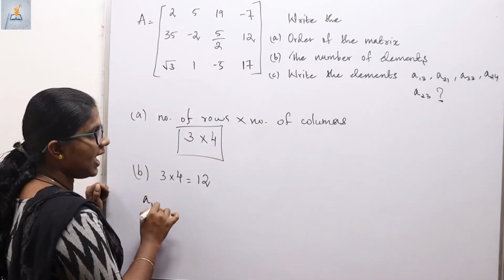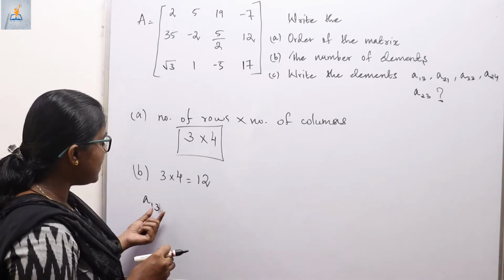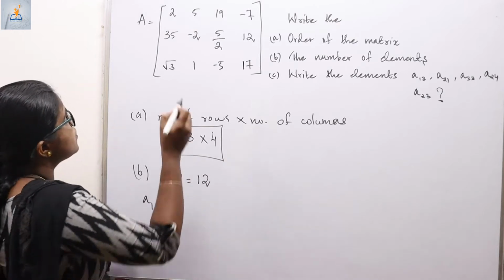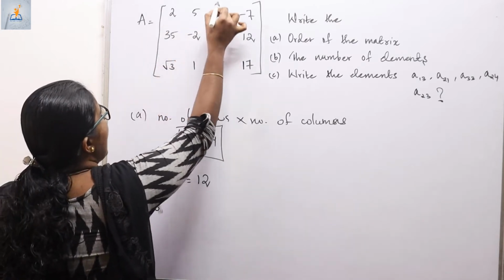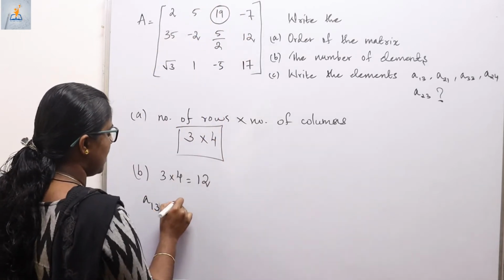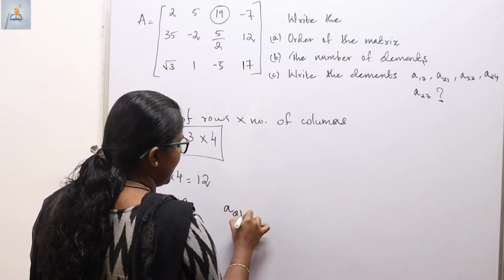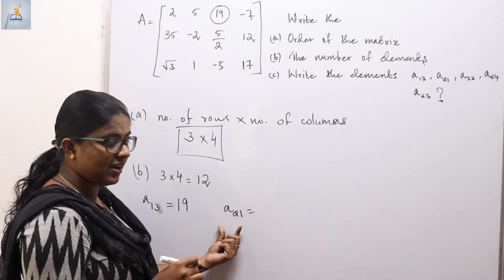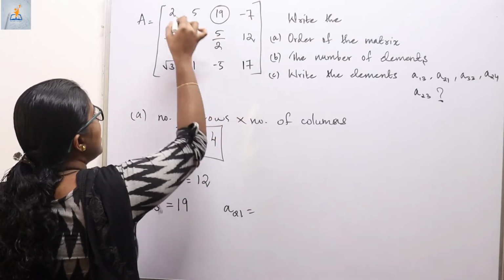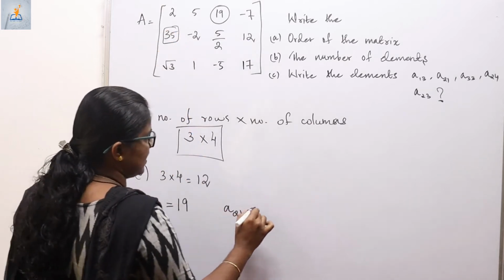First one is A13. So what is A13? It is the element in first row and in third column. So the element in first row and third column is 19. So A13 is 19. Again, what about A21? A21 is the element in the second row and in the first column. So this is the second row and this is the first column. So the intersecting element is 35.